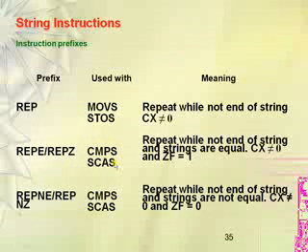S is nothing but string here. It repeats these instructions until CX is not equal to 0 and ZF is equal to 1. If any of the conditions fails, then it will not execute these instructions. And the repeat non-equal instruction will be executing until CX is again not equal to 0 and ZF is 0.